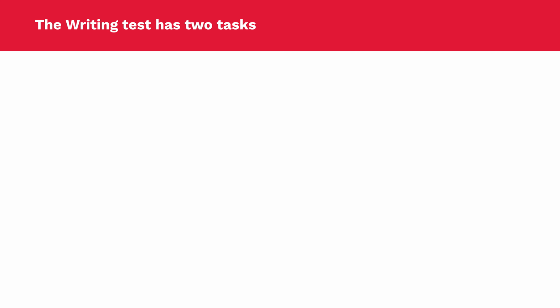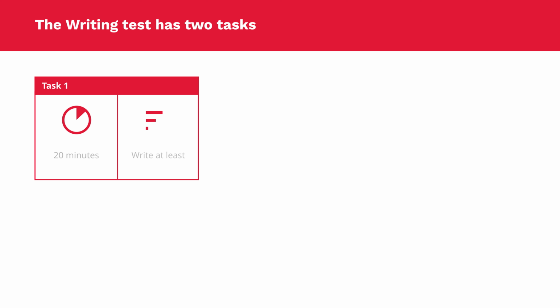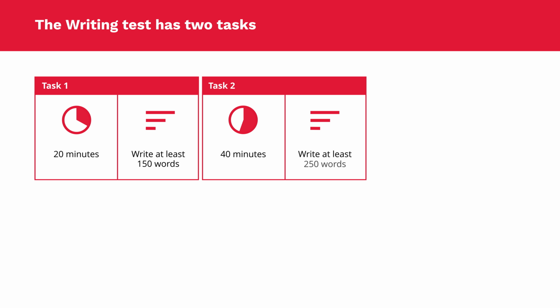The test lasts for about 1 hour in total. Within this time, you're asked to complete 2 writing tasks, Task 1 and Task 2. For Task 1, you're asked to write at least 150 words. This is the shorter of the 2 tasks, so it's best to spend no more than 20 minutes on it. For Task 2, you're asked to write at least 250 words, so it's best to spend about 40 minutes on this task.